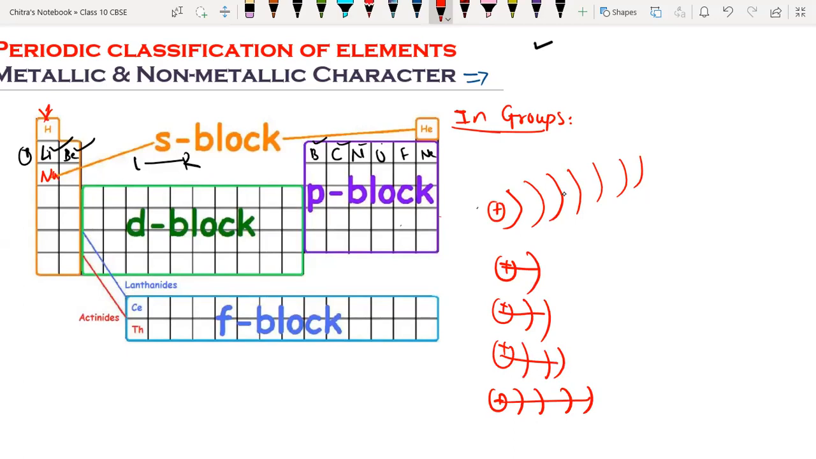Suppose we have an electron over here, here, here, and here. If we supply heat equally to all the atoms, which electron will be lost first? The first one, the second, the third, or the fourth?